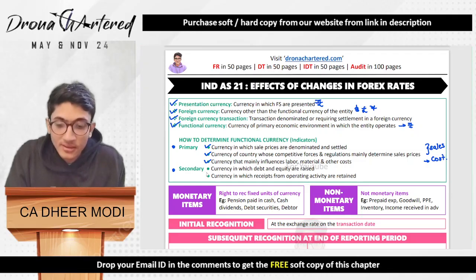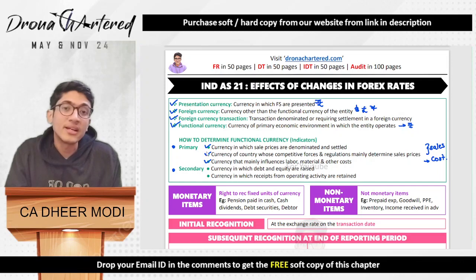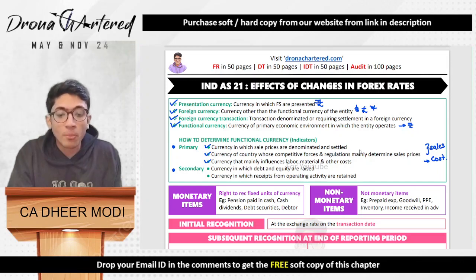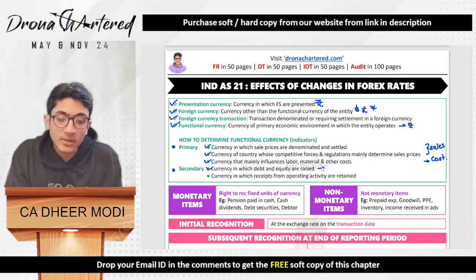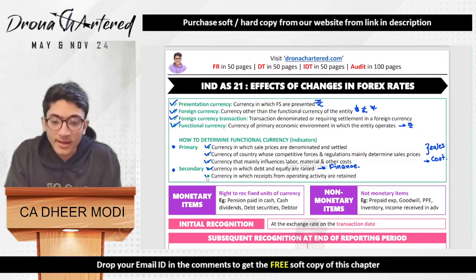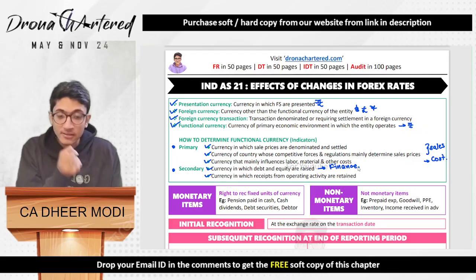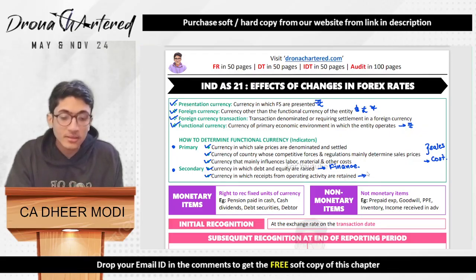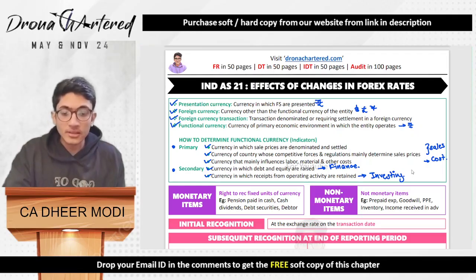Okay. Secondary is currency in which debt and equity are raised. So if you see, your primary indicators were all operational. So currency in which debt and equity are raised, this is basically your finance. And last is currency in which receipts from operating activities are retained. That is, in which currency the receipts are kept. Once the receipt is kept, you will use it for something. So basically, this is your investing. Okay. So in what form of currency are your receipts kept?